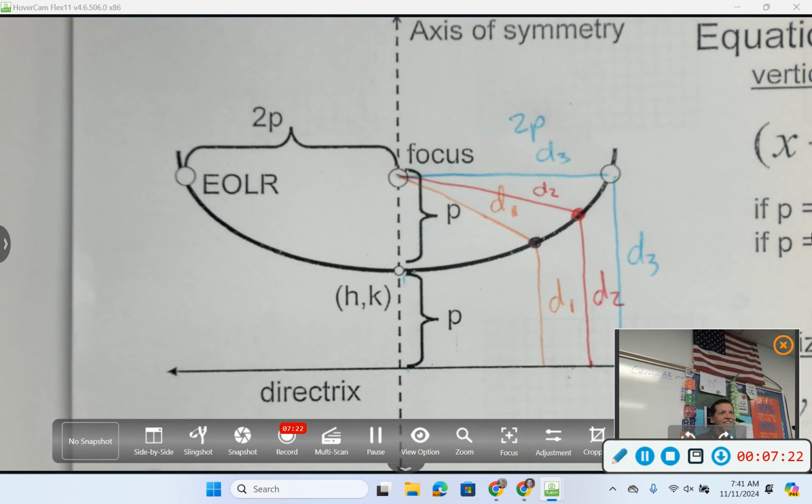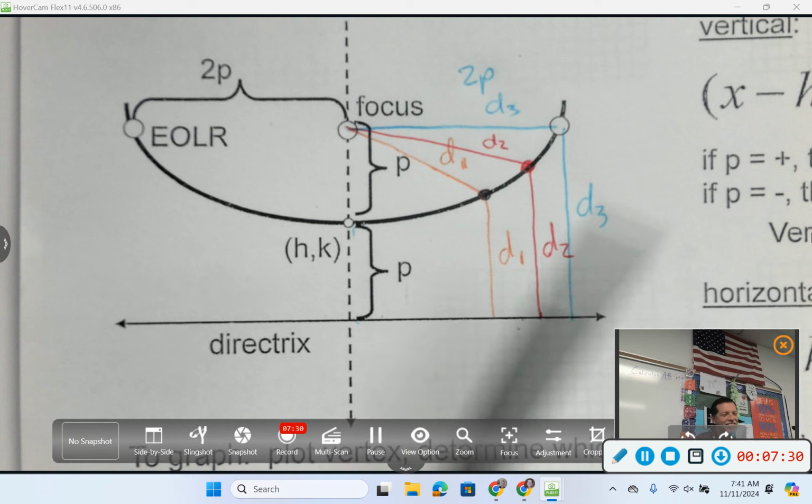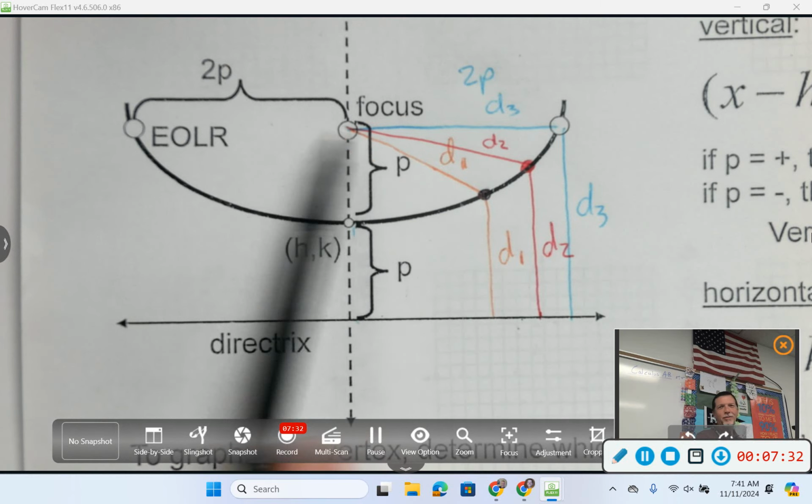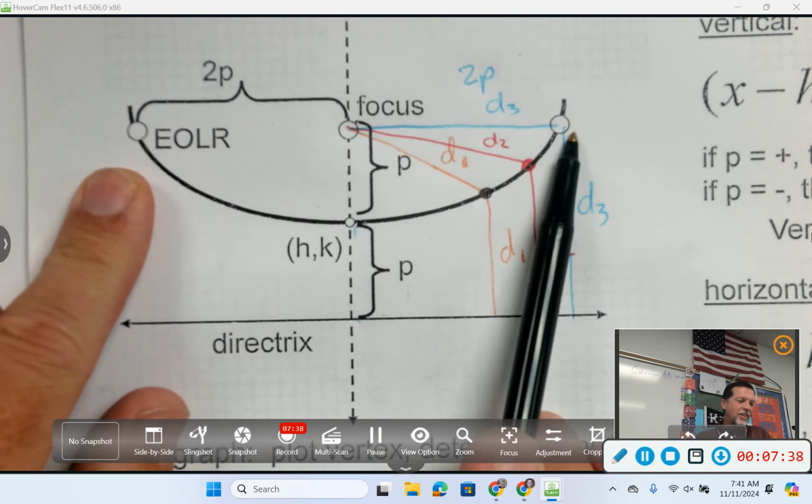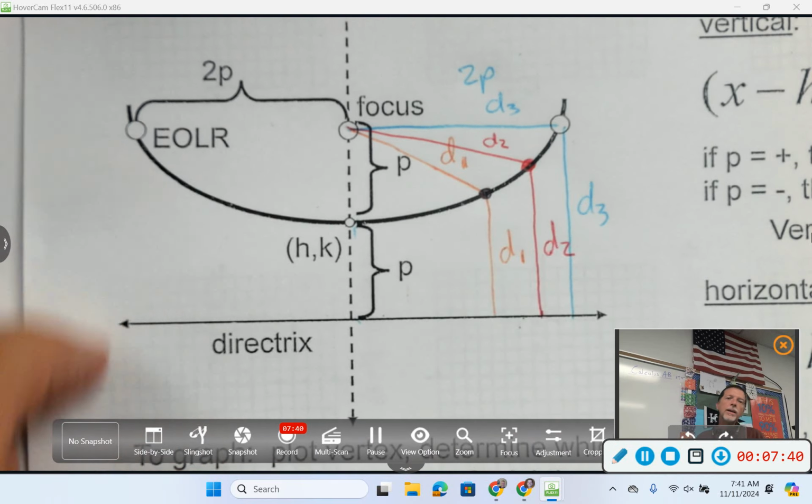Giggle, giggle. Yes. Yeah. What? Wait. Mr. Wolf just said rectum? Yes. The ends of the lattice rectum. I'm sure rectum is Latin for something meaning the end. I don't know. So the ends of it are 2p away.